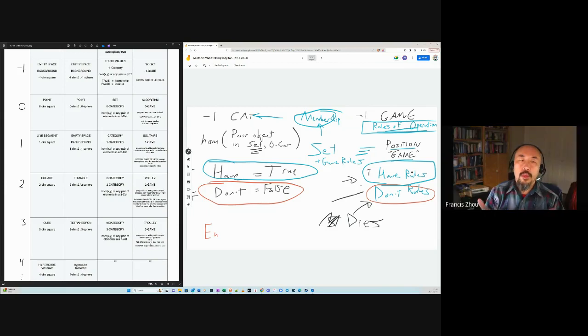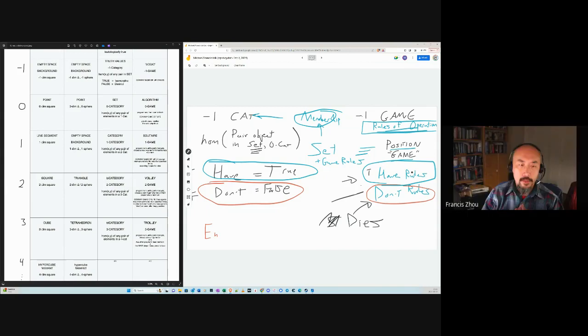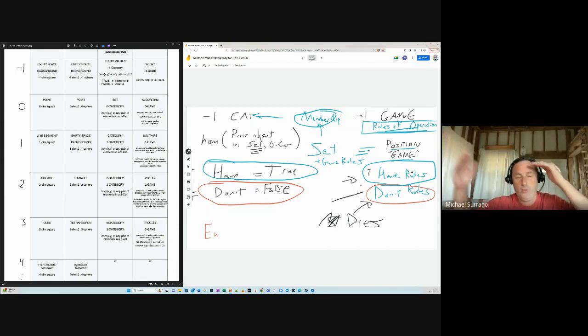So when we go to -1, no rules means no state transitions. That's the false version of category theory, whereas true would be that there's some set of rules. We don't know if the game survived or not, but there are rules to the game.